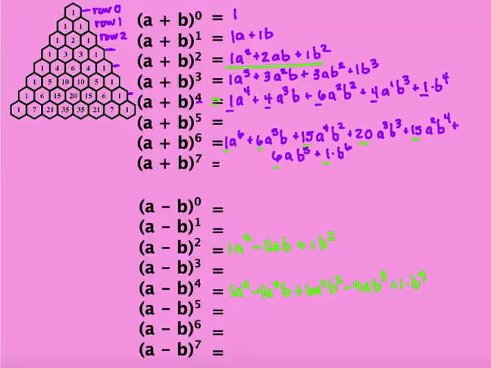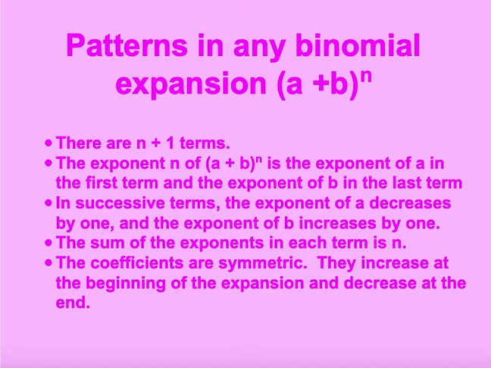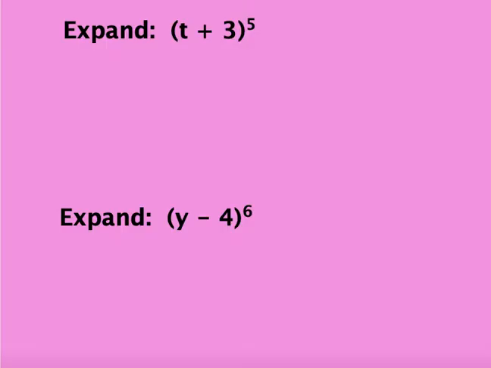And that's because our triangle is symmetric. So you can see that these are my coefficients. They are getting bigger and then they're getting smaller as we go to the other side. Okay, so let's look at some problems when they're not always just a plus b's.